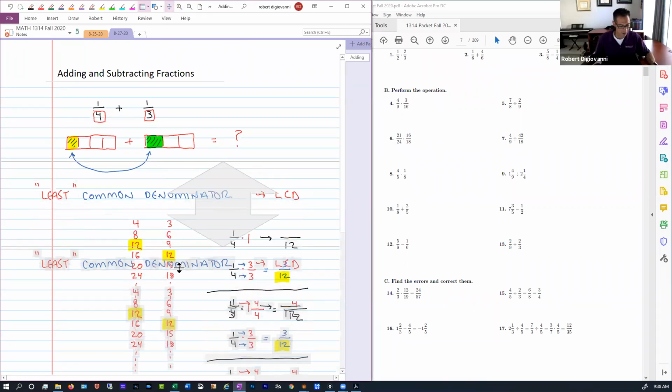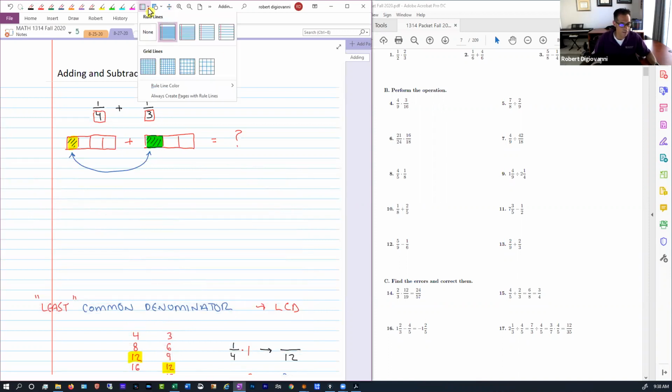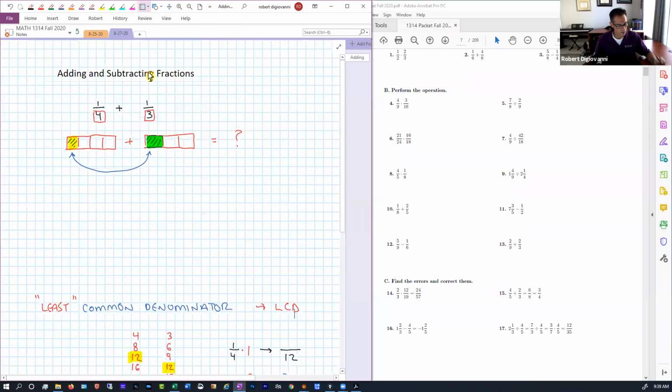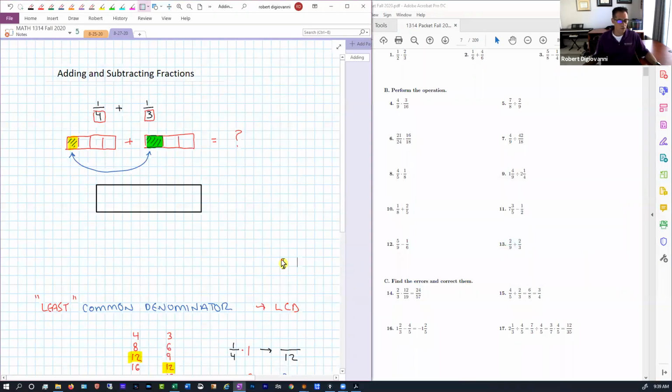I'm going to move this down and redraw our candy bars, but I'm going to be a little more precise on my candy bars here. Yeah, this should work pretty good. So let's say that we have a candy bar. Okay, let's say we've got that candy bar there. And I'm supposed to take 1/4 of it, right?